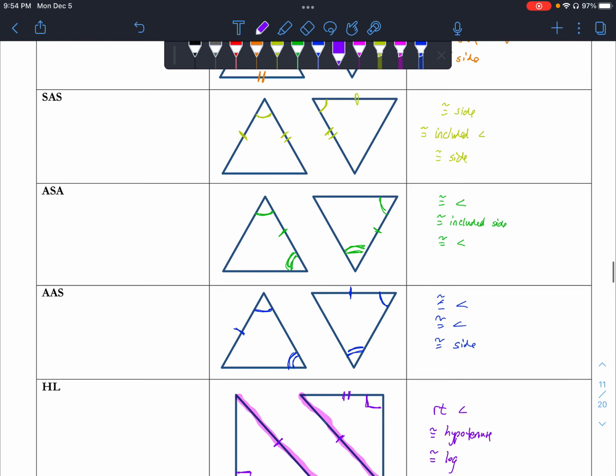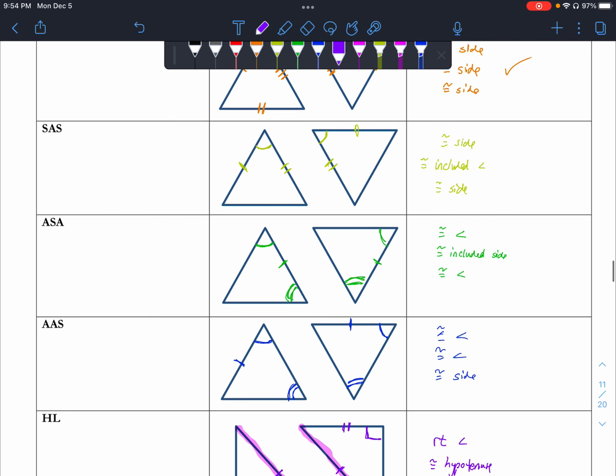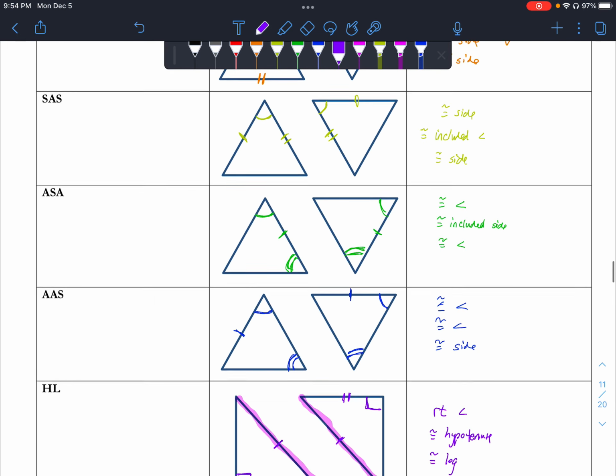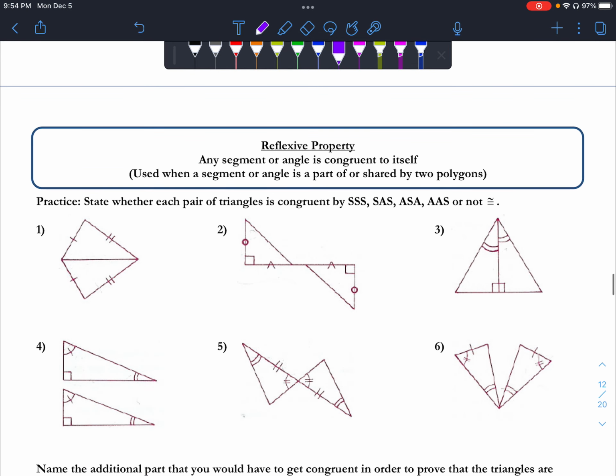So those are the 5 main ones that you guys will see. We will be seeing them pretty much the whole entire unit from here on out, so the sooner you can put those in the memory bank, the better. The reflexive property is something that we'll talk about also, and I'm going to try and highlight these in similar colors for you.